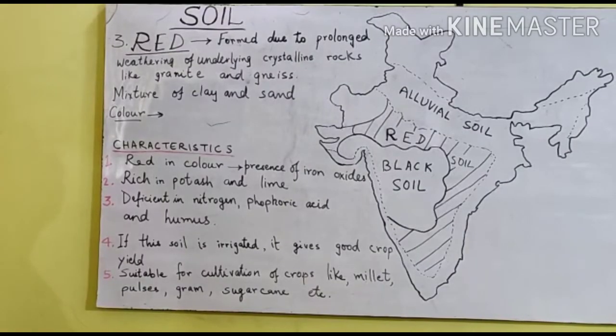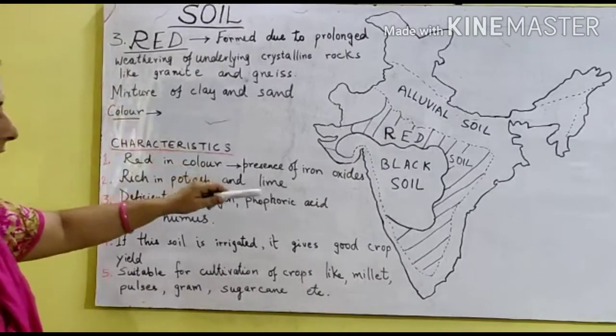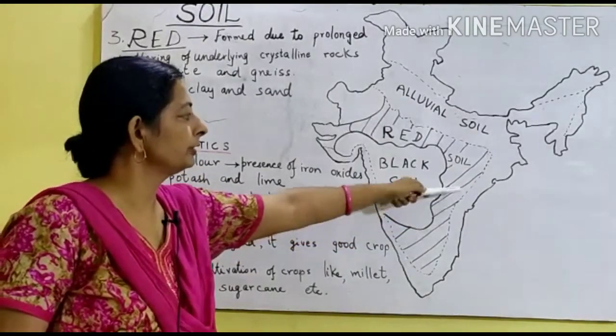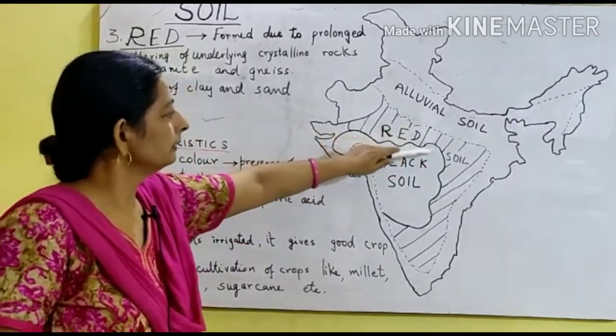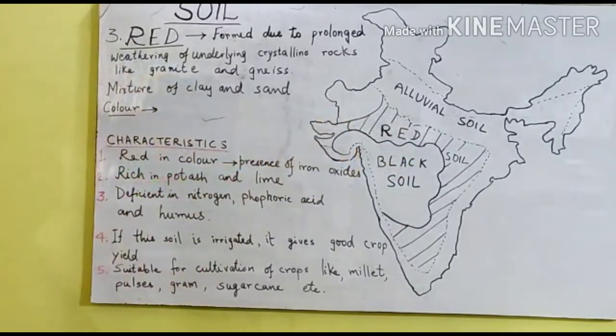Our next soil category is red soil. Red soil is mostly found in Karnataka, Tamil Nadu, Telangana, Andhra Pradesh, Orissa, in some parts of Uttar Pradesh, in this area of eastern Madhya Pradesh, and in Gujarat. These soils are formed due to prolonged weathering of underlying crystalline rocks like granite and gneisses.